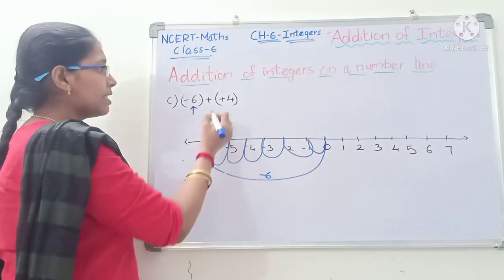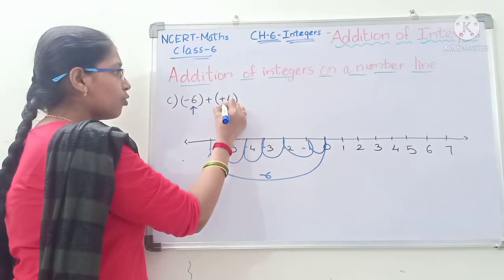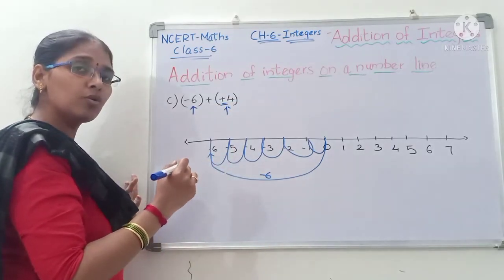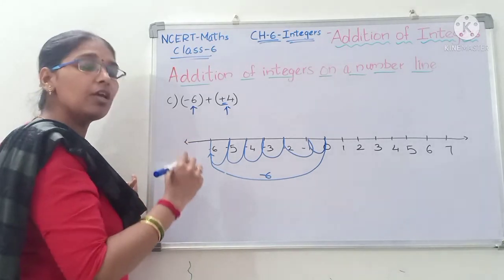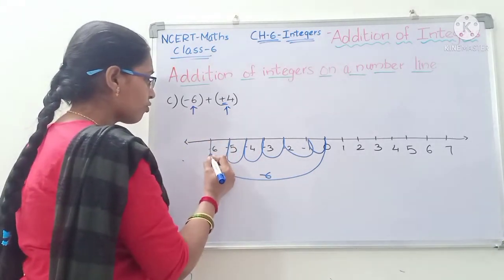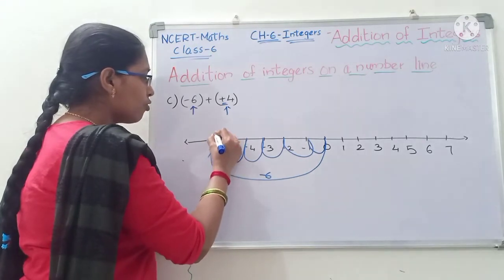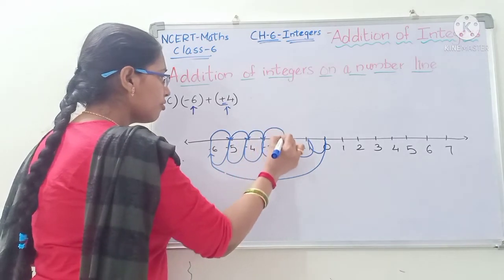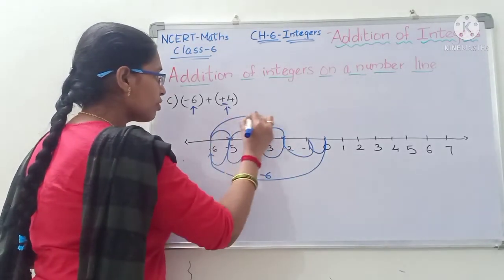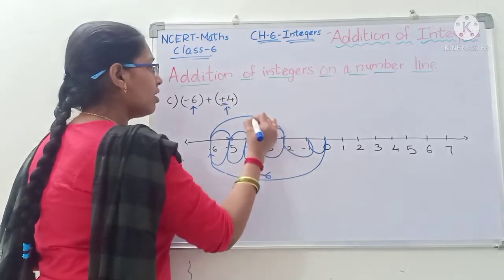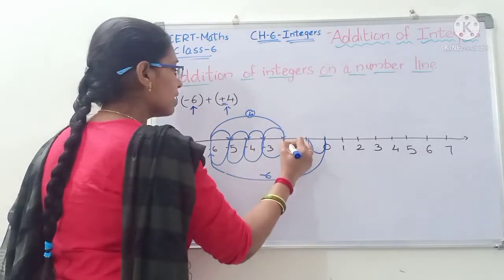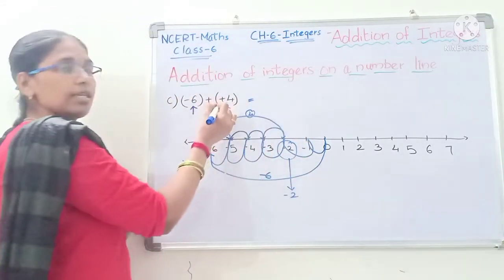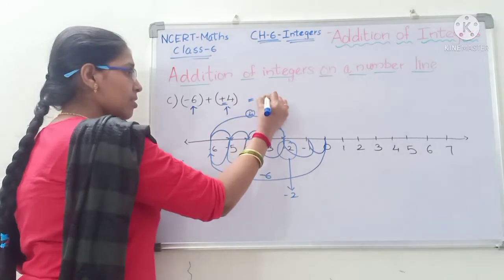You got minus 6. Then they said to add plus 4. See the symbol, children. Plus 4. Plus means it is a positive number. You should move right side. So from minus 6, move 4 steps right. 1, 2, 3, 4. From minus 6, when you move 4 steps right, you got minus 2. The answer is minus 2. So minus 6 plus 4 is minus 2.